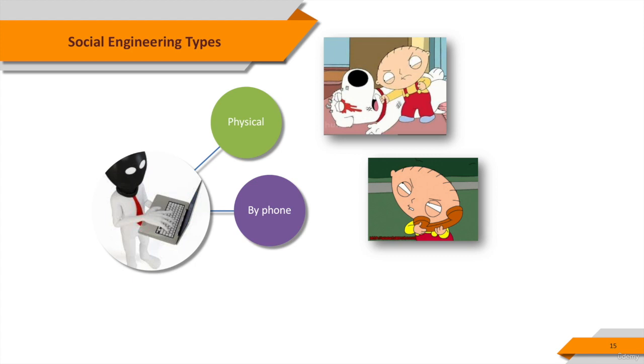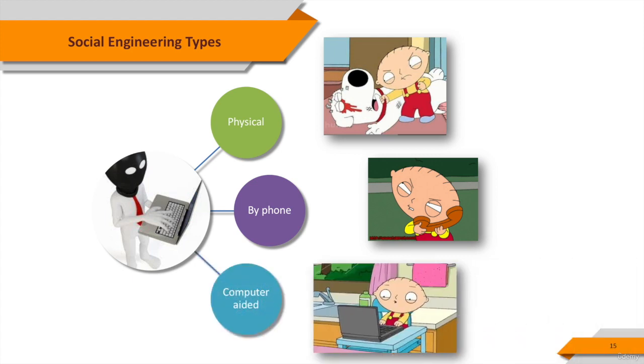Computer-aided social engineering attacks. Now, in most cases, this type of social engineering attack is performed as a phishing attack. Phishing is typically carried out by email spoofs or instant messaging. It often directs users to enter personal information at a fake website. Now, the look and feel of that website are identical to the legitimate one, and the only difference is the URL of the website that they're visiting.